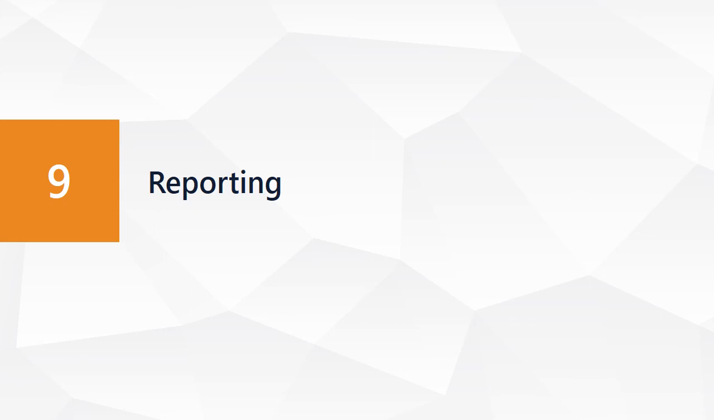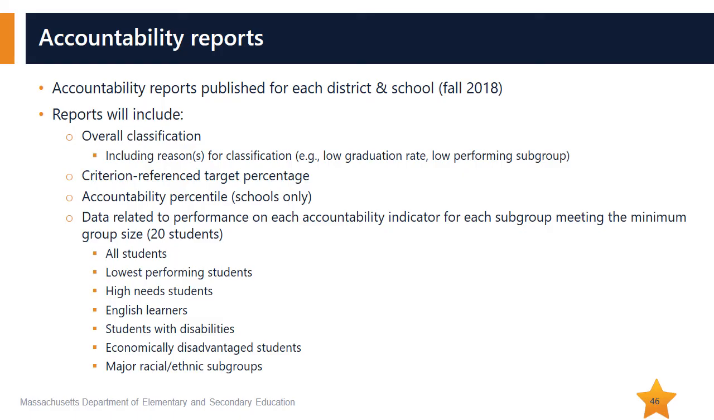Finally, let's quickly review how accountability results will be reported. In fall 2018, every school and district in the Commonwealth will receive an accountability report that contains the information covered in this presentation. Each report will include the school or district's overall classification and the reason for the classification, the school or district's criterion-referenced target percentages and performance against targets, and schools will receive an accountability percentile.